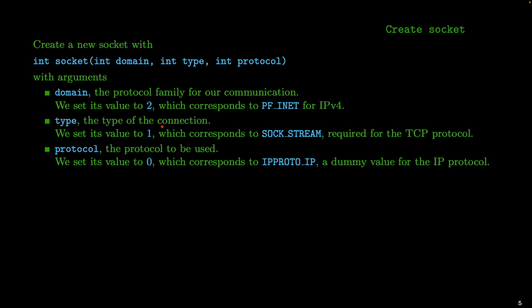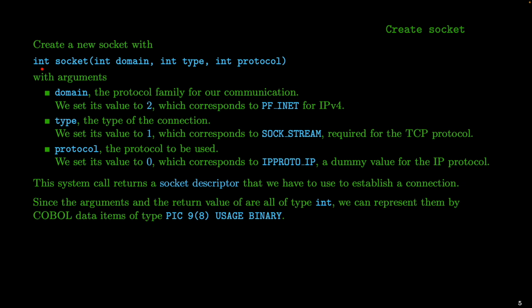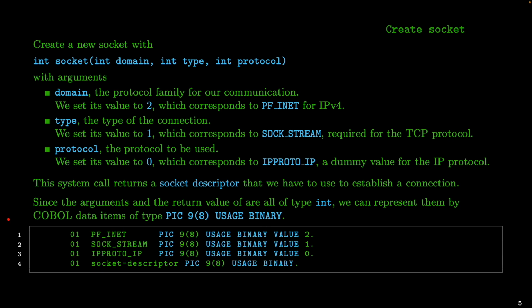And finally, the last parameter is not really necessary anymore. Once we've settled for TCP/IP, we will set it to 0, which is a dummy value that is also used for the IP protocol. The return value of this call is an integer, and this will be the socket descriptor that we need to establish the connection in the following. So we need to save this return value. Now, all these arguments and the return value are integers, so I can define them in COBOL as data items of type PIC 9 with 8 digits, usage binary. This is what it would look like in COBOL, and now let's begin to implement our reverse shell.